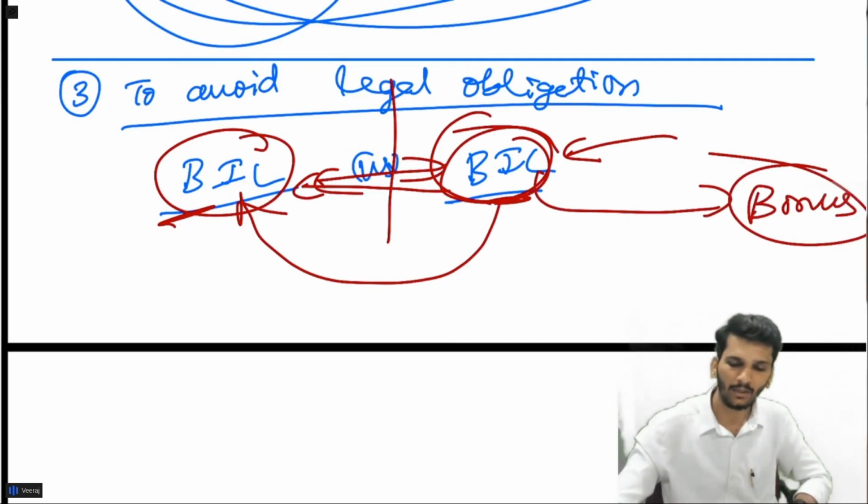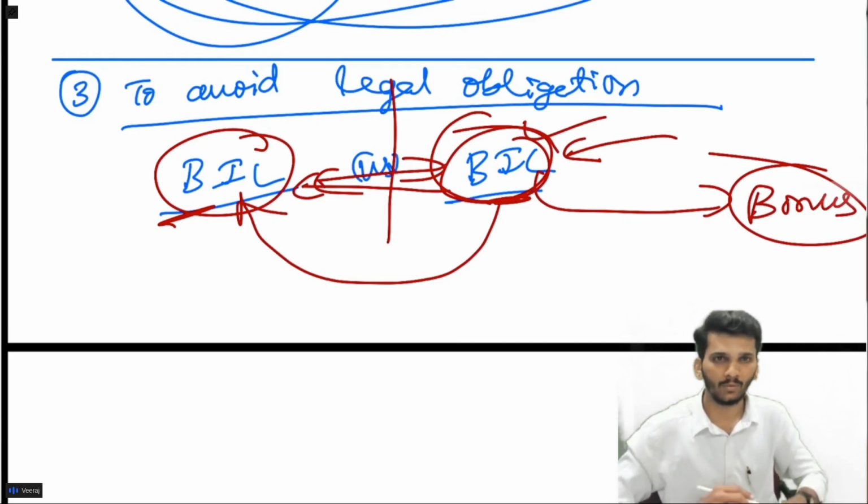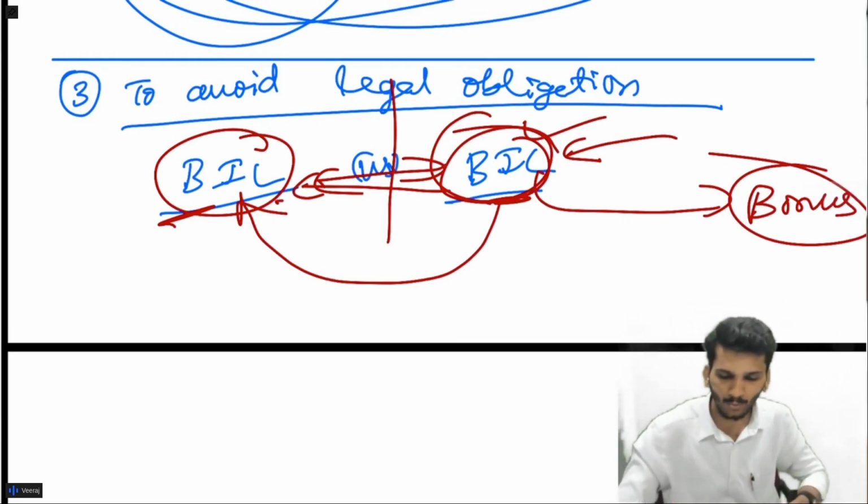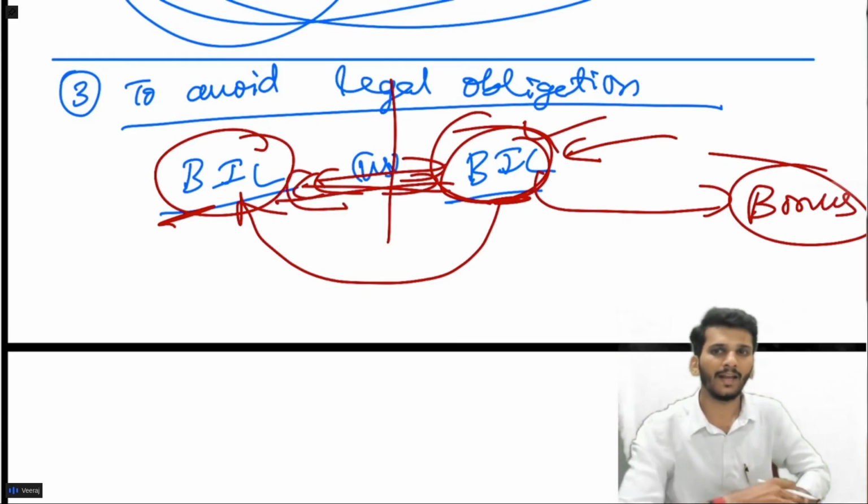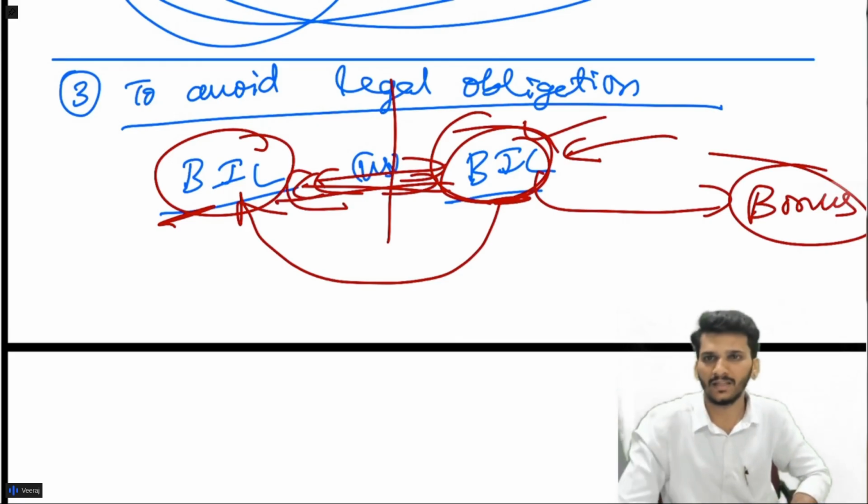Whenever somebody is trying to avoid a legal obligation, the court will lift the corporate veil and treat both as single, and taxable or liable for payment of bonus in their hands. That is what happened in the third case. To avoid legal obligation. Understood?